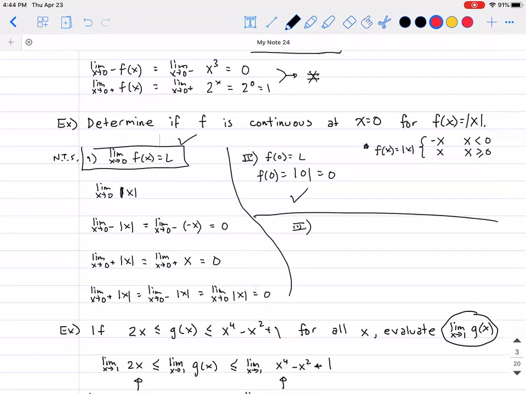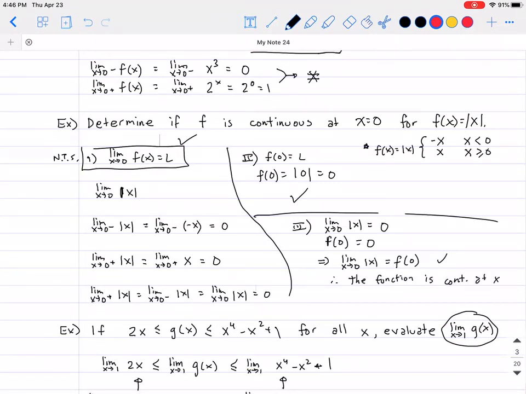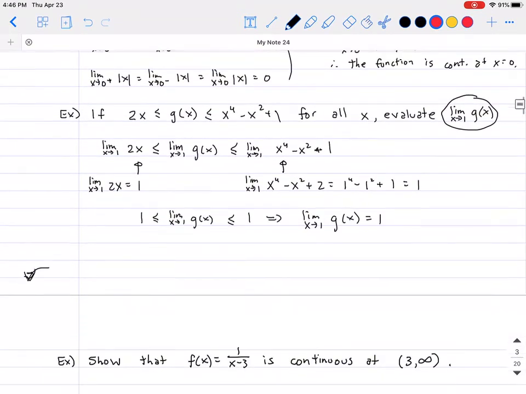So finally, part 3, okay? Since the first answer was equal to 0 and the second answer is equal to 0, then we can finally conclude that the limit as x approaches 0 of absolute value of x is equal to 0. Sorry, I mixed up something right here. And then f of 0 is equal to 0, so therefore the limit as x approaches 0 of absolute value of x is equal to f of 0. Okay, so therefore the function is continuous at x equals 0.